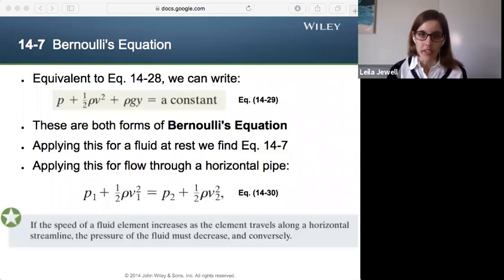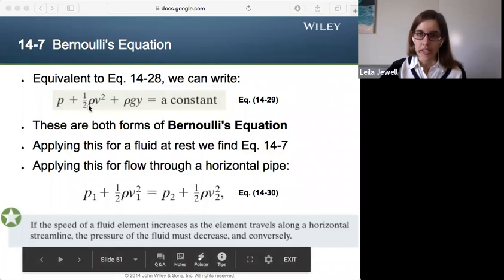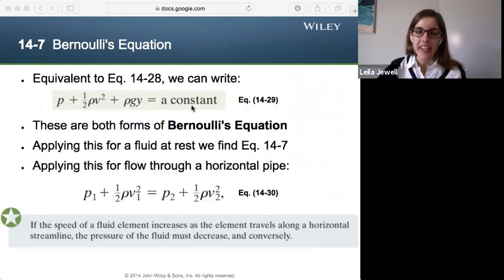Another way that we could write it, since it is a conservation equation, is that all of the quantities at one instant in time, the pressure plus the kinetic energy density plus the potential energy density, have to remain a constant. They have one set summation, and you can look anywhere within the fluid's flow, and those values will always have a constant summation. So these are two different ways to write Bernoulli's equation. And they tell you about a fluid that is moving, that can have different heights and different pressures.